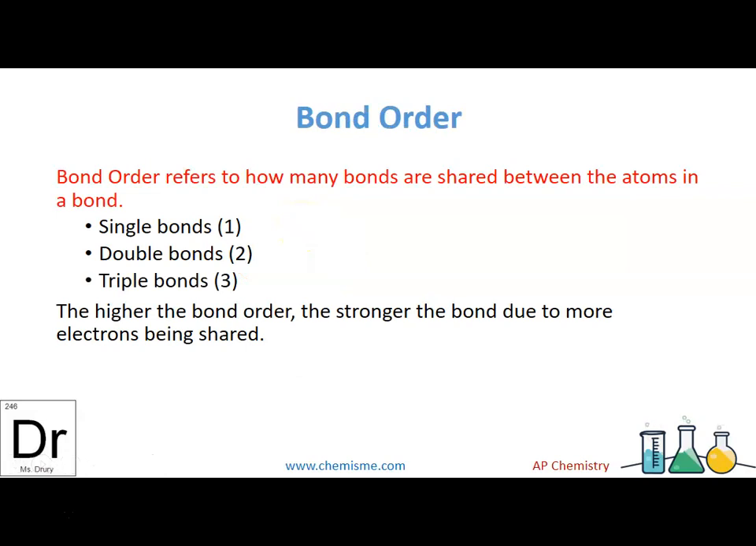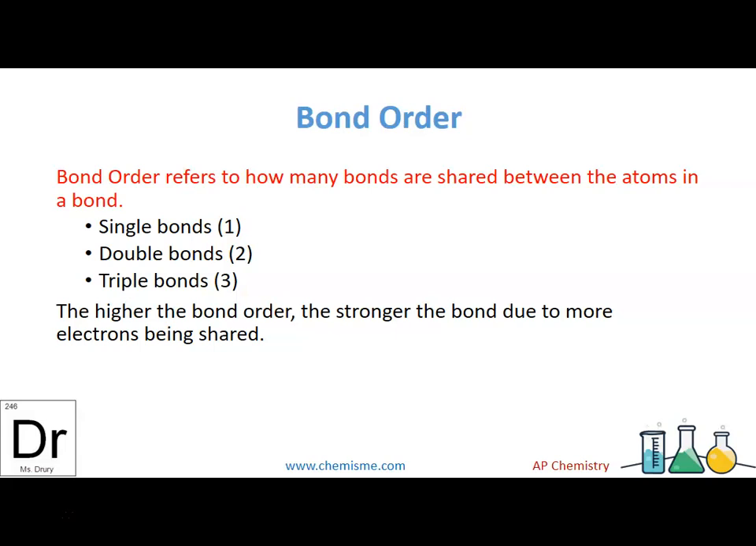Last thing we need to talk about is bond order. It refers to how many bonds are shared. So if there's a single bond, we call it a bond order of 1. If it's a double bond, we call it a bond order of 2. And if it's a triple bond, it's a bond order of 3. The higher the bond order is, the stronger that bond is, because they're sharing more electrons. Triple bonds are stronger than single and double bonds, which we saw 2 videos ago.